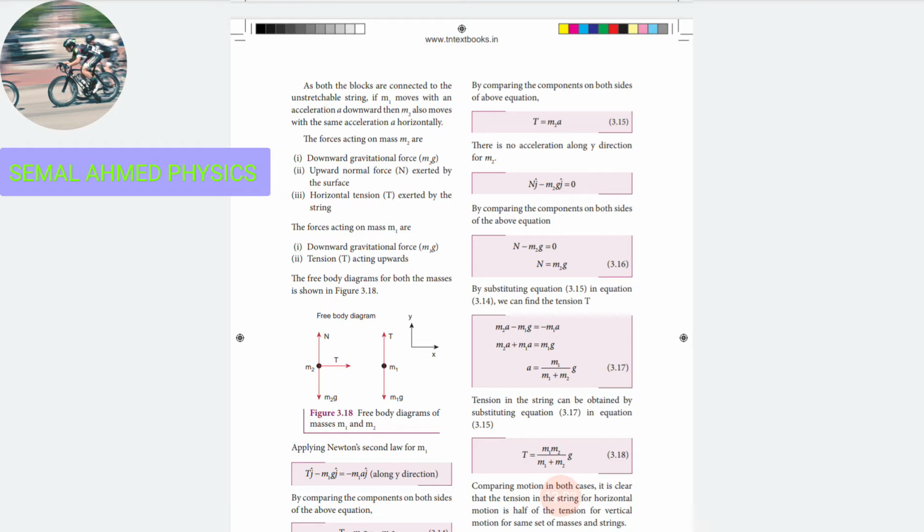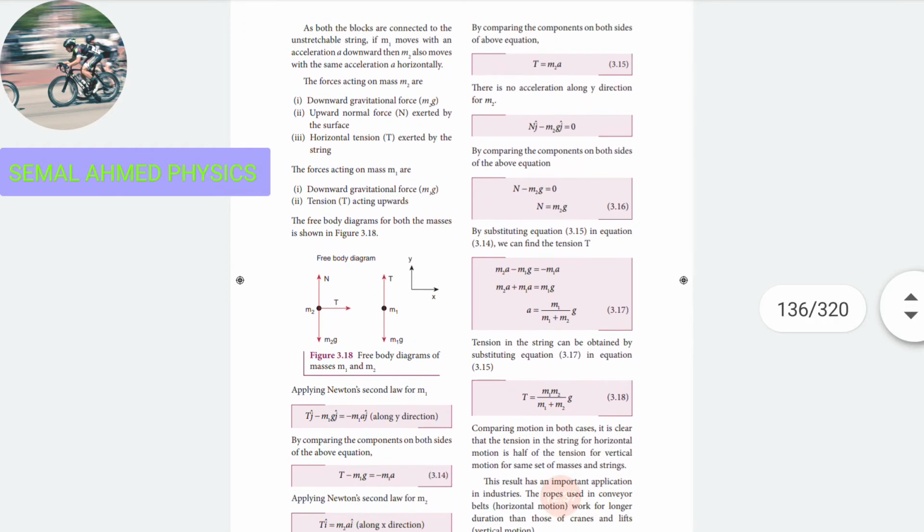Understand? Very simple. It is for m2. m2 is kept on the table, so a force is also acting on it. Most of the time we misunderstand: if you put a thing on the table, or if a body is in the rest condition, there is no force acting on it. That is wrong. Actually the forces are acting, two forces. If any body is put in the rest condition, there is one force in the downward direction and another force in the upward direction.